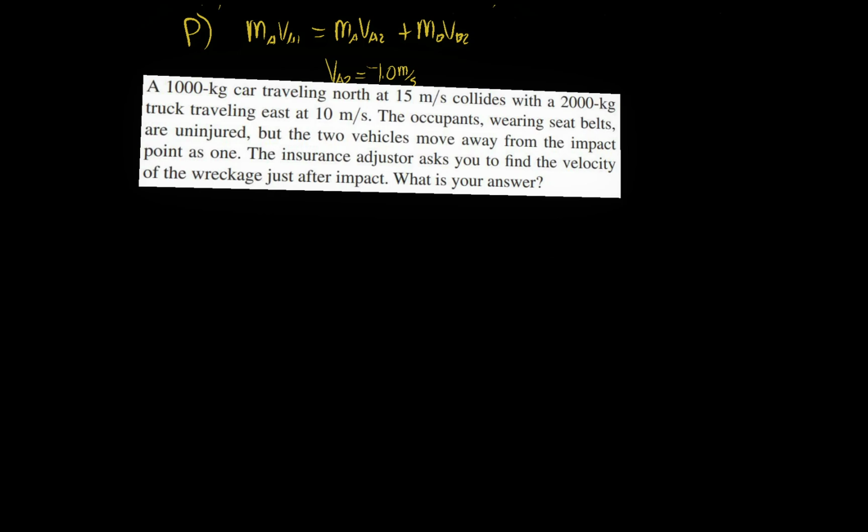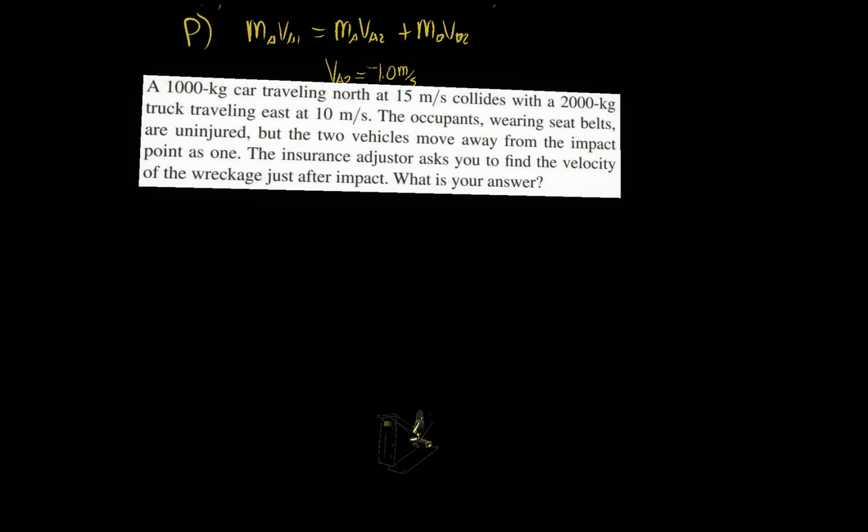So a 1,000 kilogram car traveling north. So we have a direction, but it's in terms of north. So we just have to assign some coordinate system, according to north, south, east, west. At 15 meters per second, it collides with a 2,000 kilogram truck traveling east at 10 meters per second.